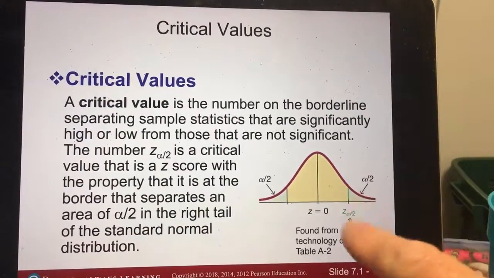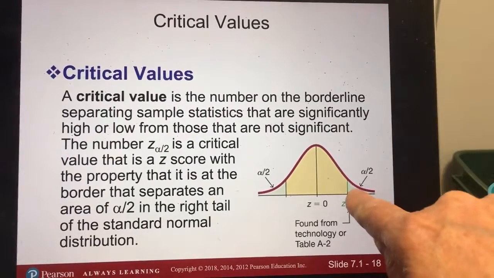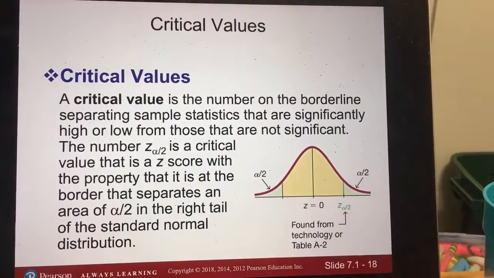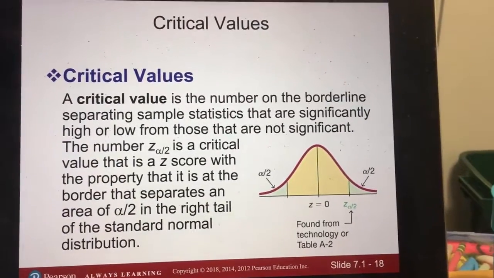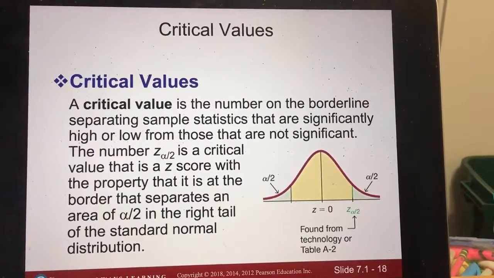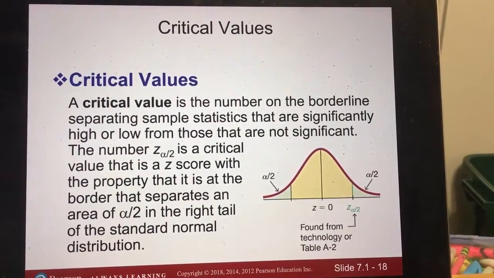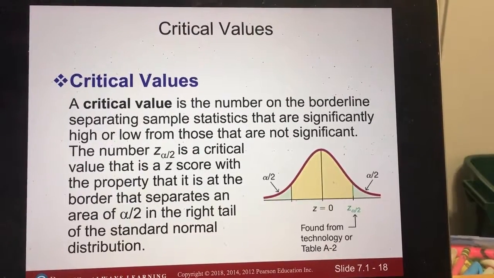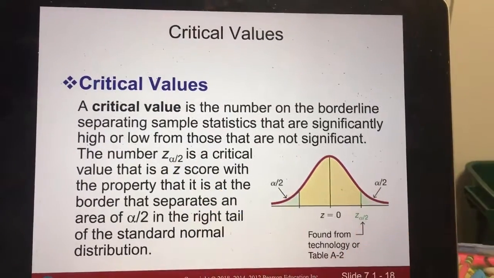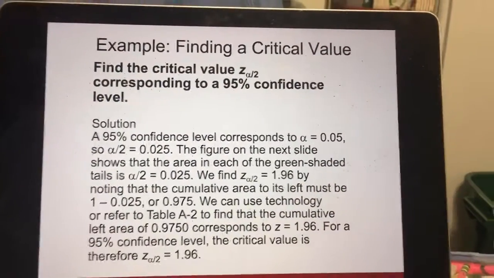We're trying to find the z-score that separates this little yellow from the green, being the unusual or the significant. Remember, they said that was really a floating number, and we use 2 and -2 when we don't have any other criteria. But here, it's going to change with the level of confidence. So now, let's look at this one.